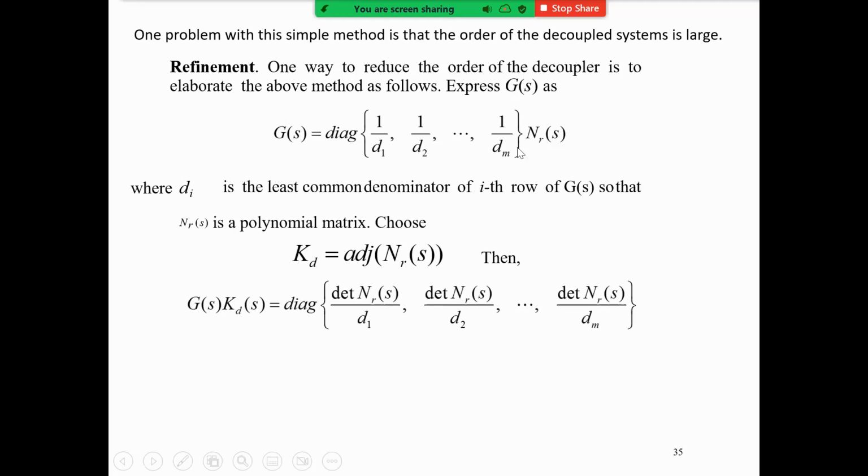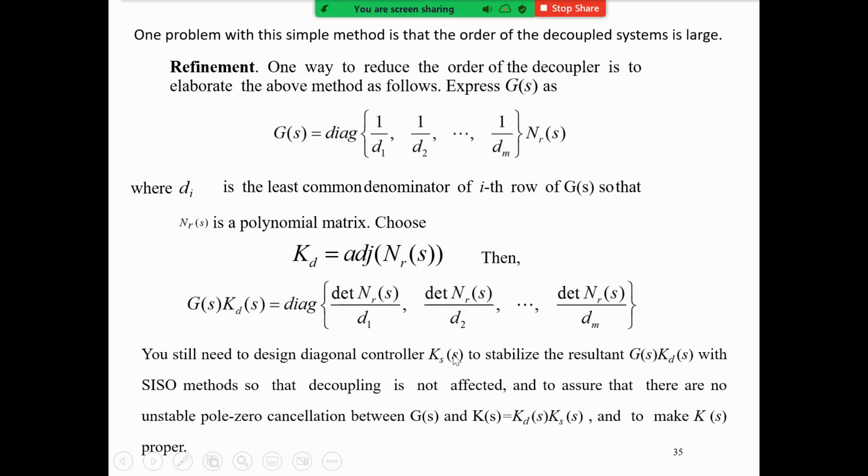Okay, in this way, once you know how to write this NR in this form, it's very easy to compute the adjugate matrix. So therefore, it's very easy to get this one. Then you have this diagonal matrix. The system is decoupled, but it is not stable normally, and also the KD is not proper. You have to do the second step, design the stabilizer to stabilize each open loop and also make sure that the final controller is proper. Okay.